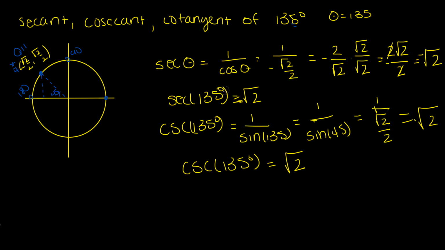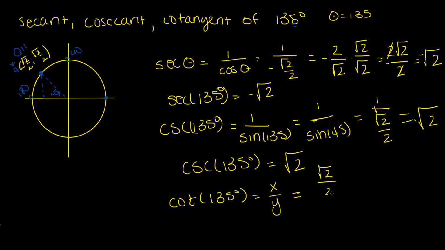Let me clean this up. Common mistake. Even I made that common mistake. I didn't follow all the way through because I was more inclined to do the rationalization than I was to focus on the negative. Okay, cotangent of 135 degrees is equal to x over y, which is going to be negative root 2 over 2 divided by root 2 over 2, which is just going to be negative 1.